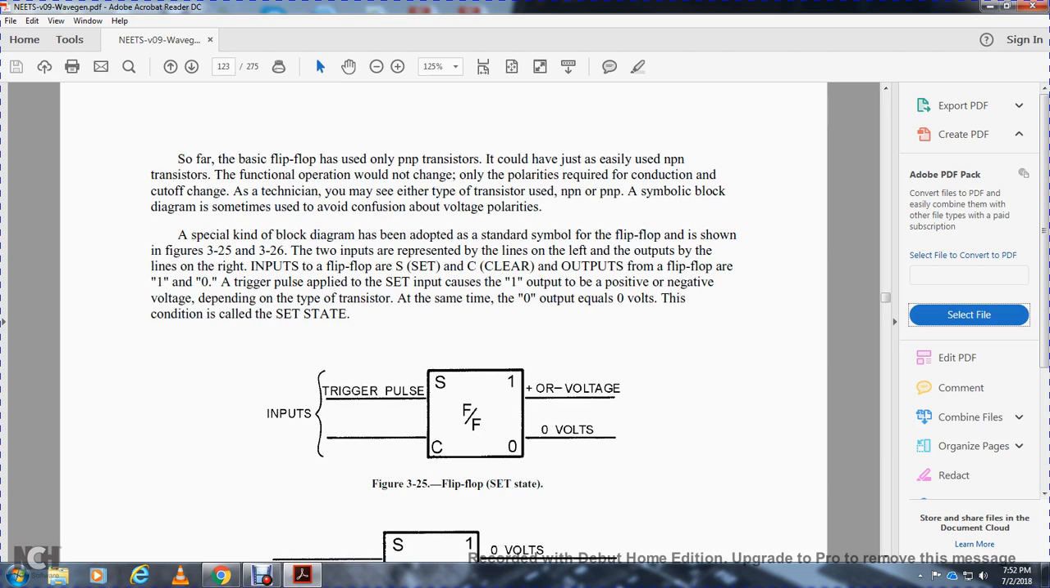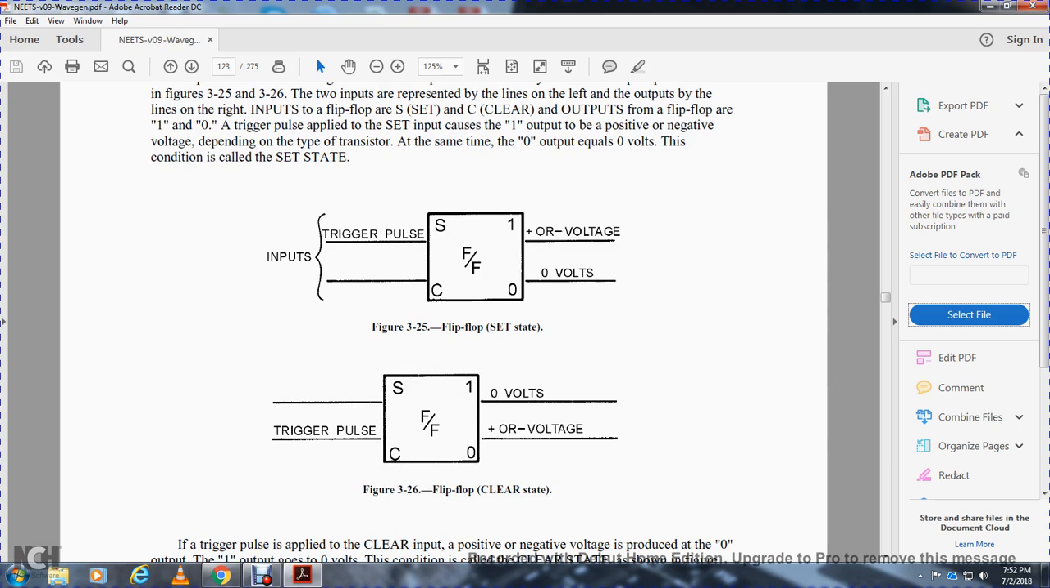A special kind of block diagram adopts the same symbol for the flip-flop, shown in figures 325 and 326. The two inputs are represented by the lines on the left, and the outputs by the lines on the right. The inputs of the flip-flop are set and clear. The outputs of the flip-flop are 1 and 0. With the trigger pulse applied to the set input, causing the positive or negative voltage depending on the type of transistor, at the same time the 0 output equals 0 volts. This is called the set state.